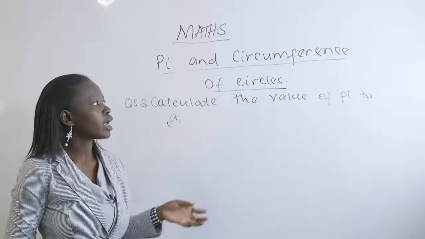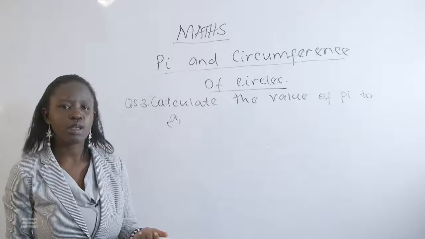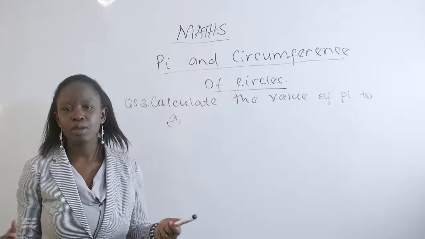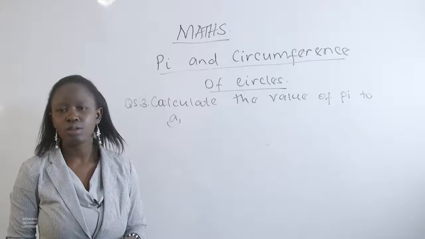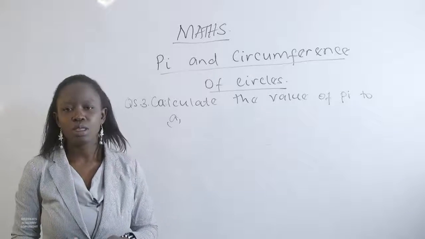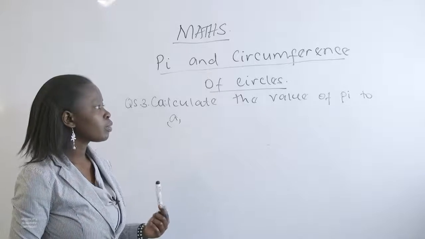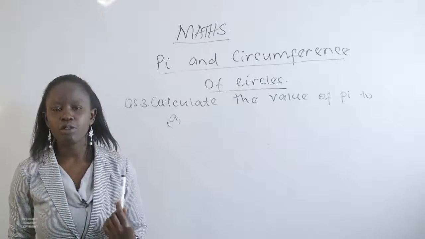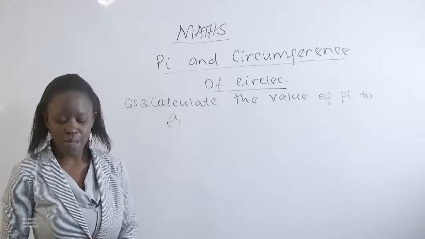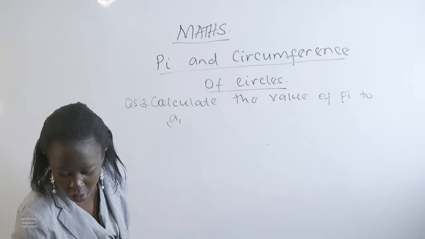Whatever we've just been looking at, we are looking at pi and the circumference of a circle, and you're simply saying that circumference is given by pi d, and the pi varies depending on whatever you've been told to use. So in this case, we just want to find out what are the different values of pi when rounded off to different decimal places.